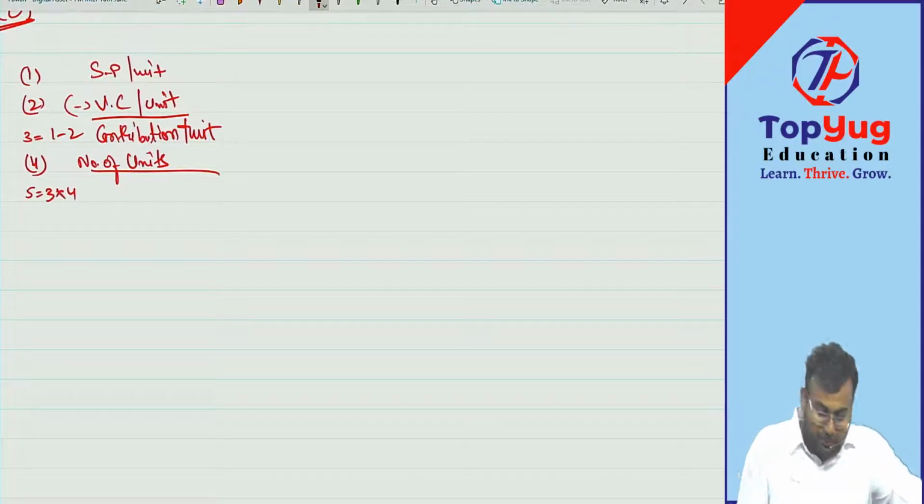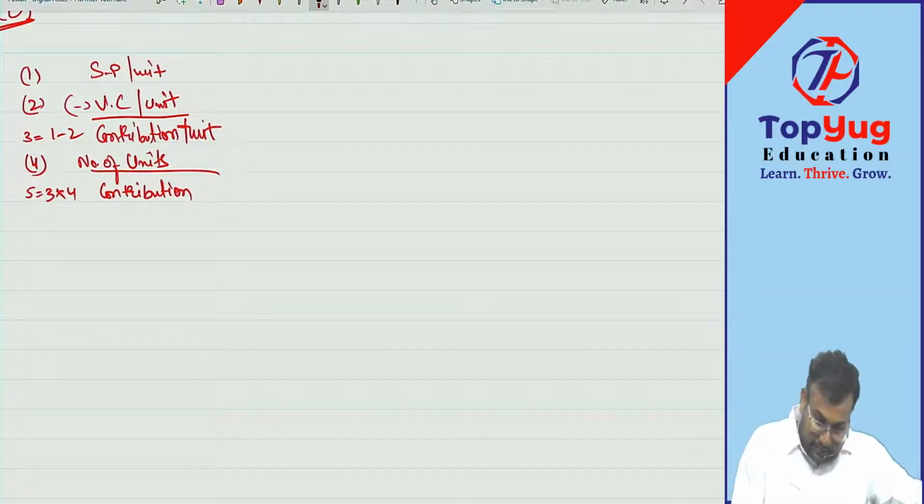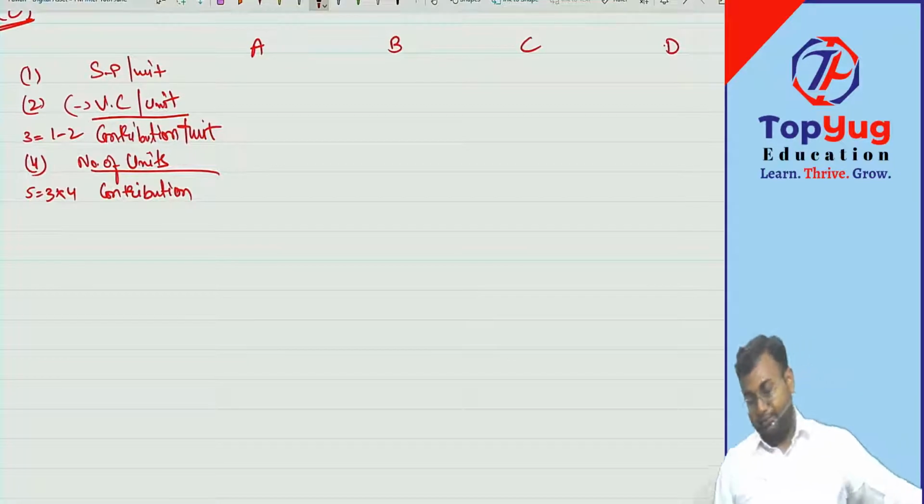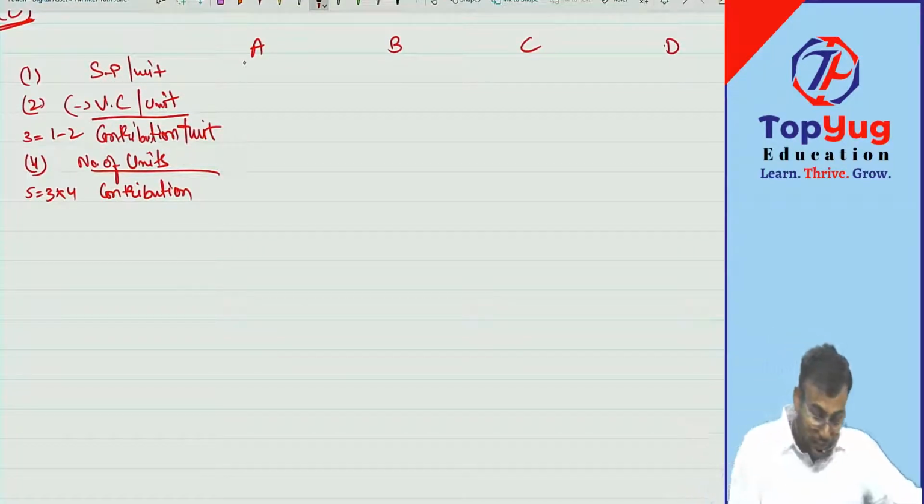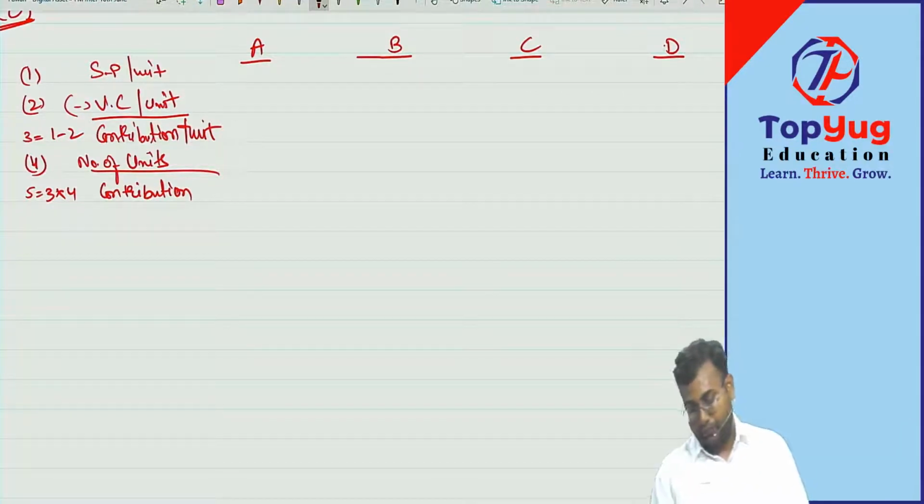Are we all good? So what would be the total contribution for A, B, C and D? There are 4 firms. I am referring to the question from the handout which I have with me so that I do not have to jump on to the question and come back here.